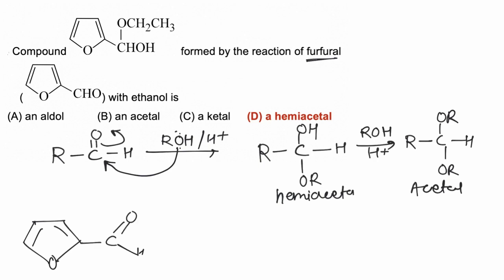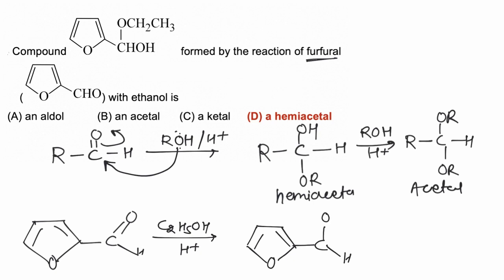Now this molecule reacting with alcohol in slightly acidic medium will be converted to hemiacetal. Now this CH(OH)OC2H5 is formed, in which hemiacetal linkage is present. Now this molecule is called furfural, so the correct answer is D.